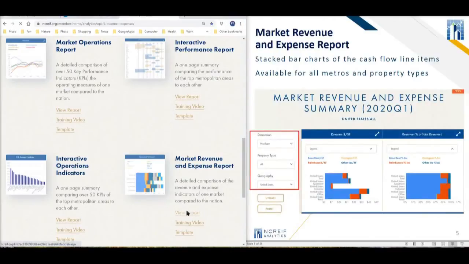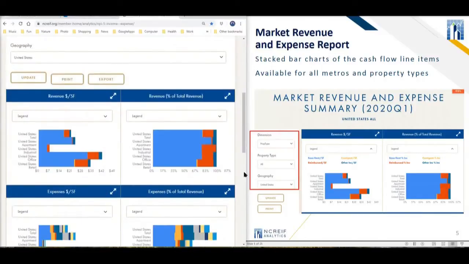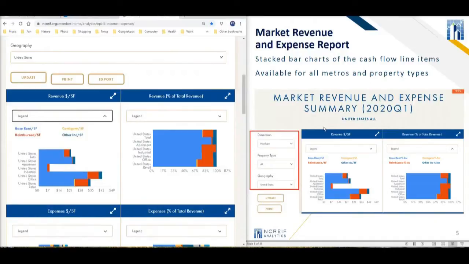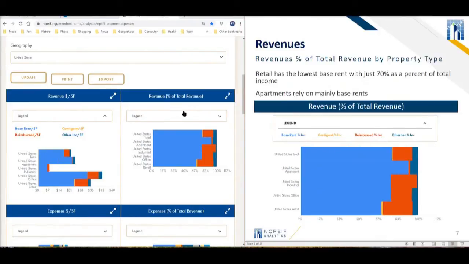Let's start using the revenue and expense report, which shows the cash flow line items in a stacked bar chart for each of the property sectors and is available for all the metros NCREIF covers. This first chart shows each of the four revenue line items in dollars per square feet. Office properties stand out with the highest base rent, but also notice apartments' lack of reimbursements.